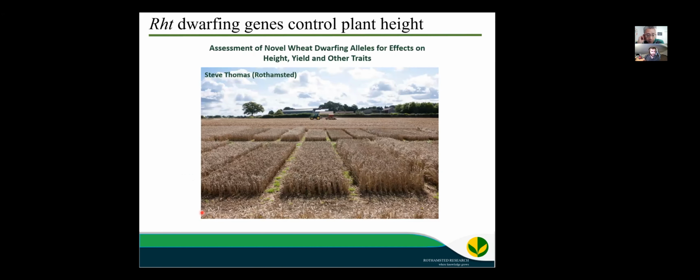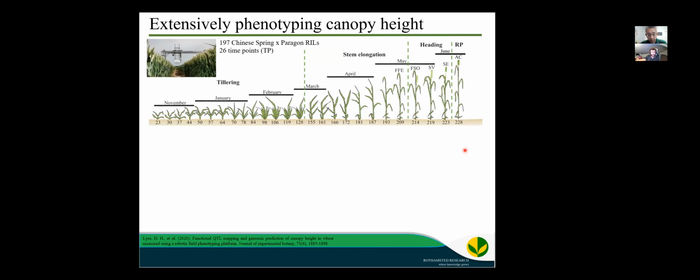Okay, as you can see, we have the RHT genes, and we're always looking for novel alleles to be implemented. This is a picture of Rothamsted. They're always trying to look at the field: what are the new variation, the new combinations of alleles that you can have? And that's, again, the explanation why we have to study very well-studied traits such as plant height.